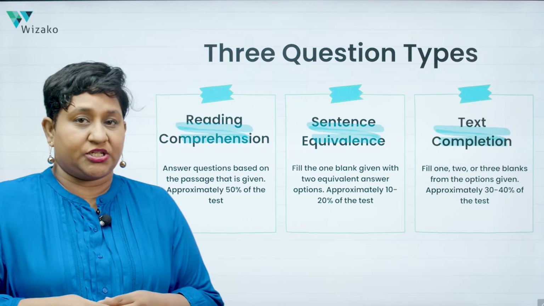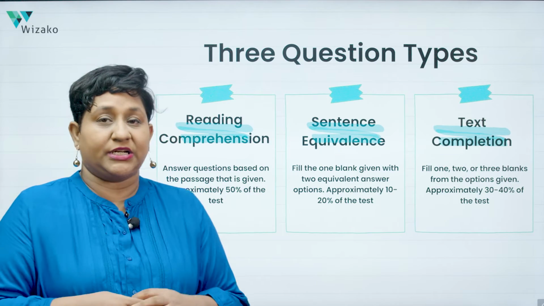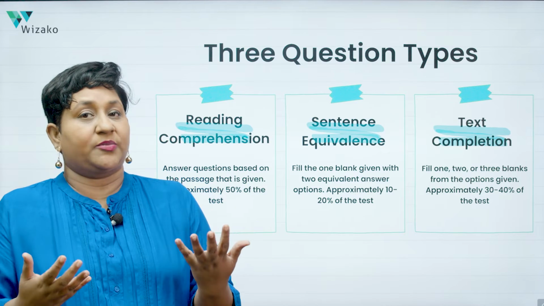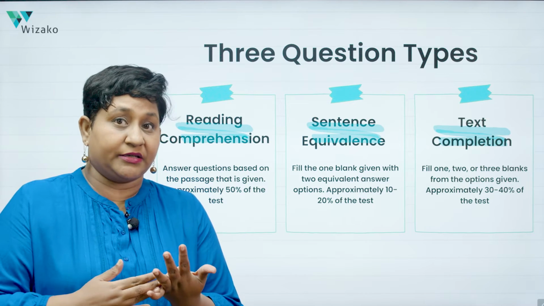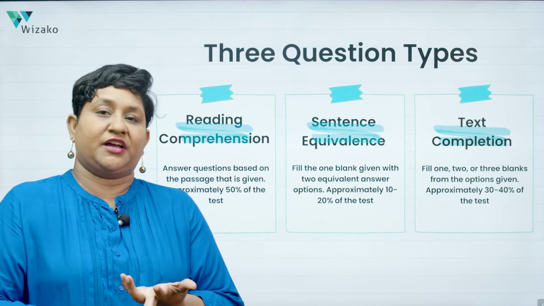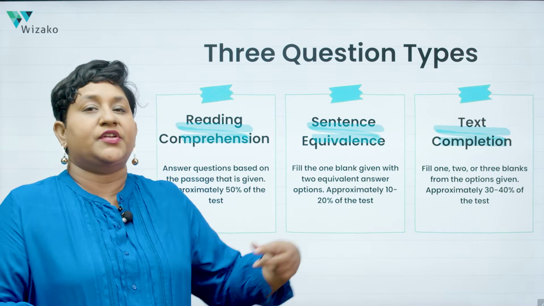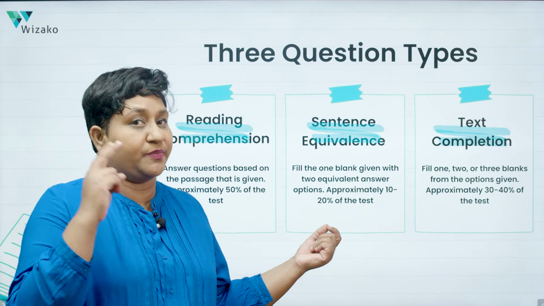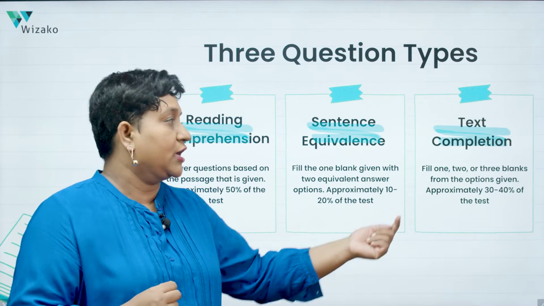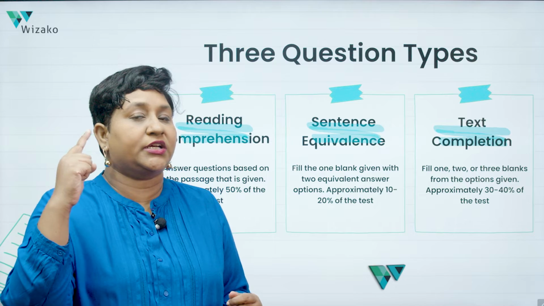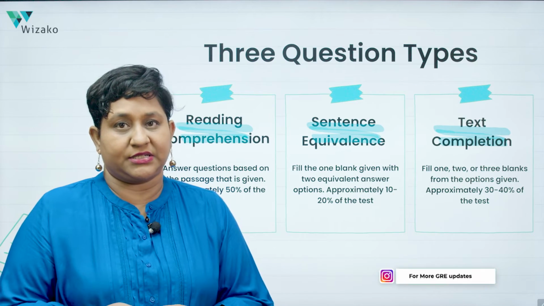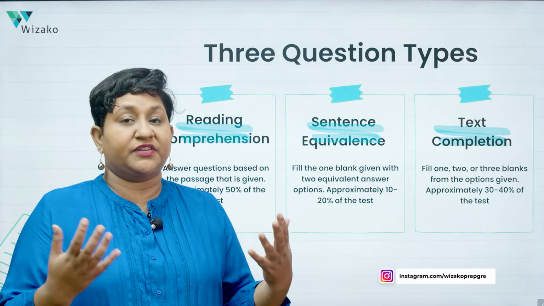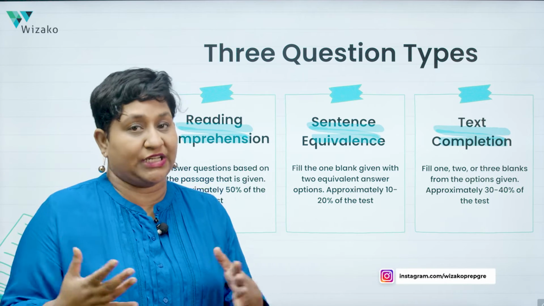You have text completion questions, which constitute approximately 30 to 40% of your test. Text completion questions can have 1 blank, 2, or 3 blanks. The difference between text completion and sentence equivalence: the blank is always filled by 2 options in sentence equivalence, whereas each blank only has 1 correct answer in text completion questions. If you have double or triple blanks, you will be given a unique set of answer options for each blank.